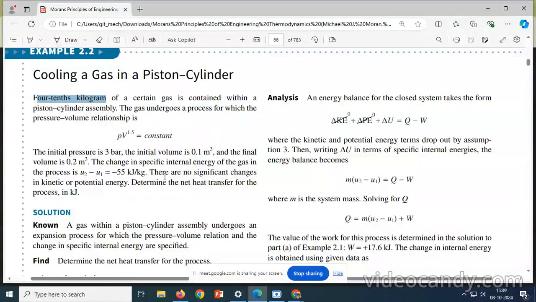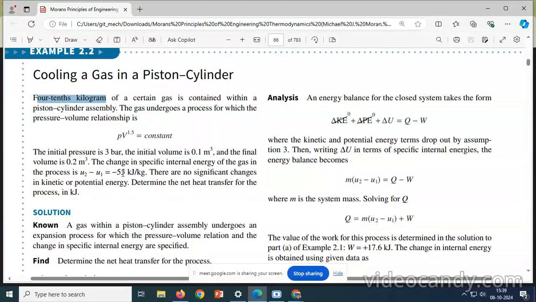Next you can read, with this specific internal energy change of the gas in process, that is U2 minus U1 is per kg. Because I told you specific internal energy is given, it is per kg. We need to find out for 4 by 10, that is for 0.4 kg we need to find out. So before that, I'll just find out the difference. Means they have given in the problem, difference is U2 minus U1 is minus 55 kilojoules per kg.